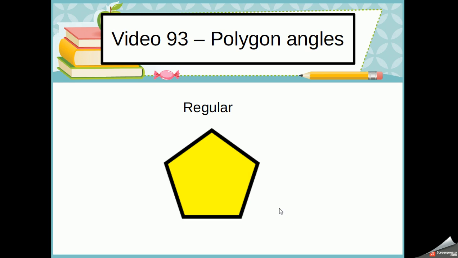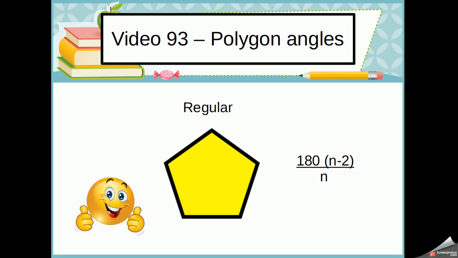Now, if it's regular, then all the angles are the same. So you can't do this next trick for irregular shapes, but for regular ones you can. If we divide the sum of the angles inside, 180 times (n - 2), by the number of sides, n, then we'll actually get how much each angle is, because they're all going to be equal.